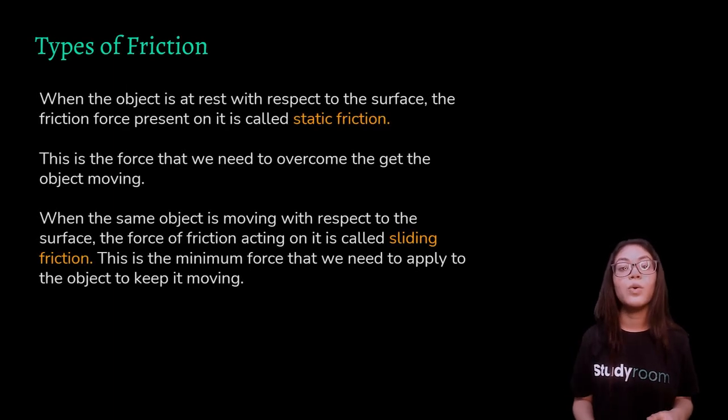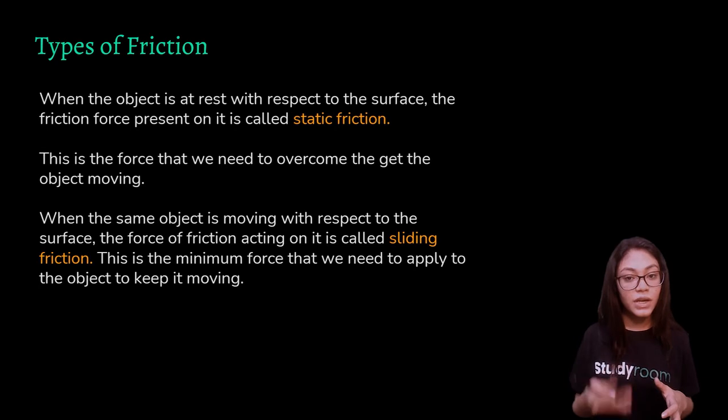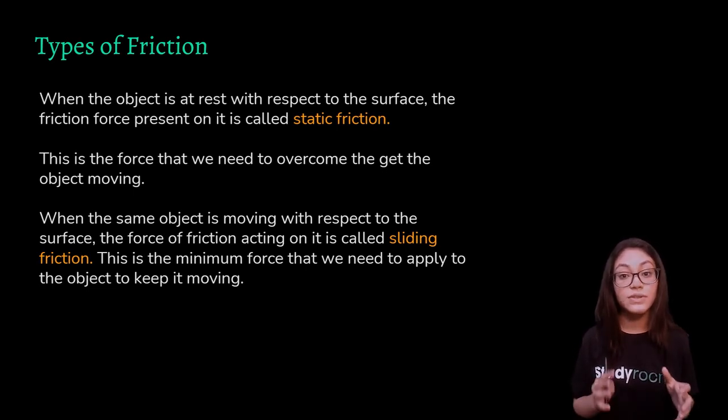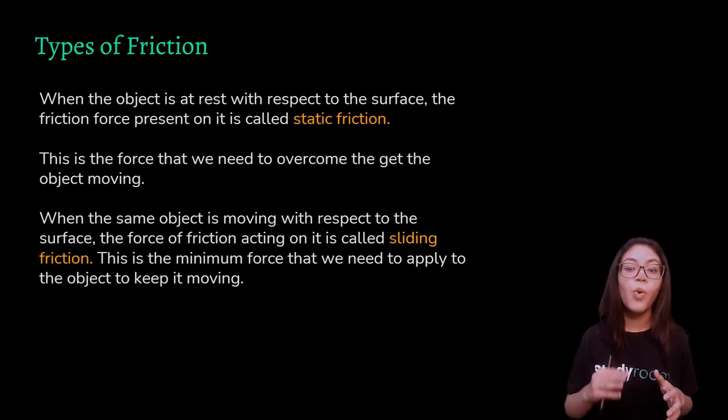Now let's have a look at what the types of friction are. When the object is at rest and we have to bring it in motion, the friction force present between the surface and the object is called static friction. This is the force that we need to overcome to get the object moving.